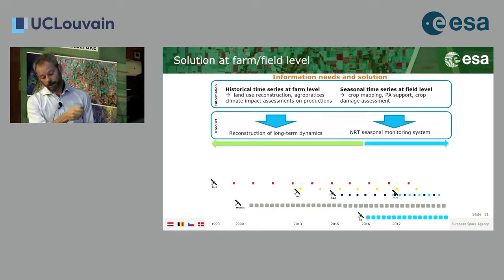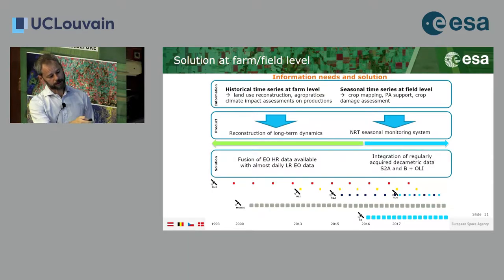In the past, that was the only way to do it; those are the data we had available. For now, thanks to Sentinel-2A, Sentinel-2B, and OLI, we have much more information at high, decametric resolution.